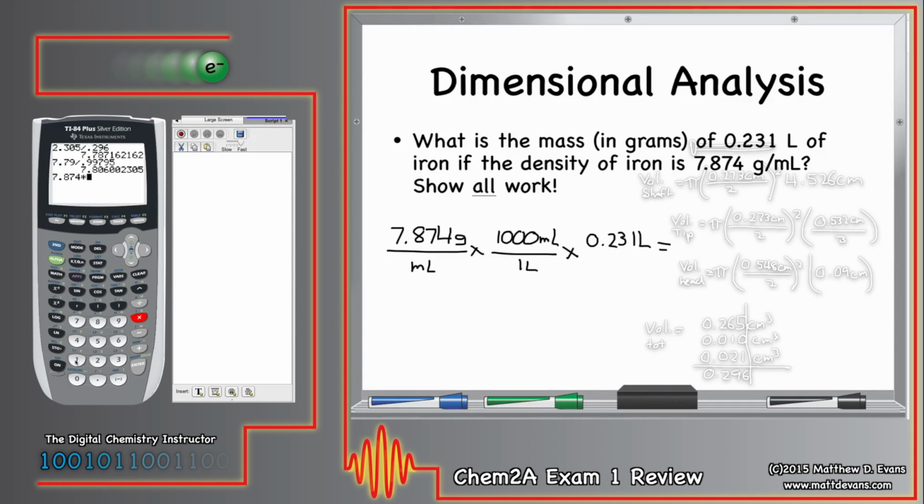7.874 times 1,000 times 0.231. Okay, so back to here. We've got 3 sig figs to work with, so now we're looking at 1.82. The only way to do this properly is to use scientific notation. So this is going to be to the 3rd power, and that's going to be grams. So what is the mass in grams of this volume with this density? That's the answer right there. That's the setup.